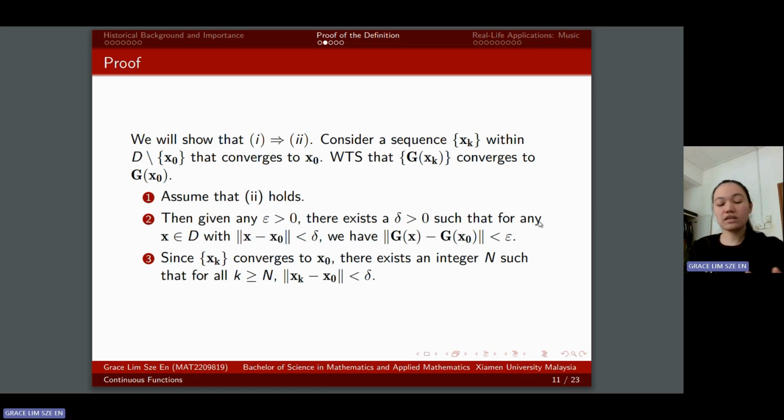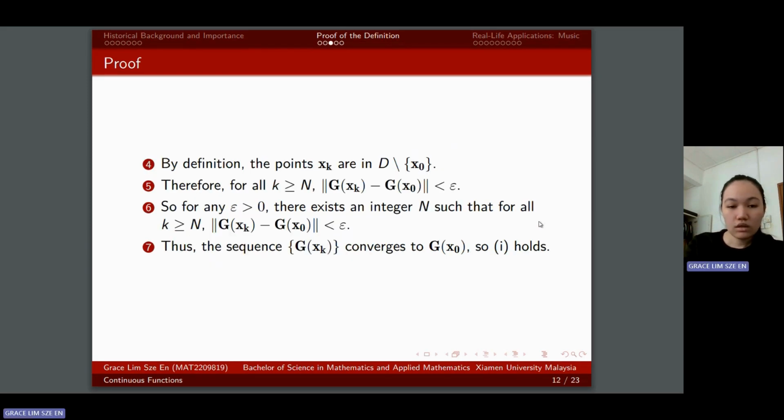Since x_k converges to x naught, it is basically saying that the sequence x_k gets arbitrarily close to x naught as k increases. And the rest of it is saying that because x_k converges to x naught, we can find a specific point in the sequence, in this case, let's call it n, after which every term x_k is within epsilon distance of x naught.